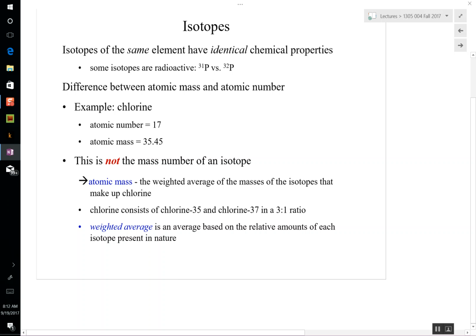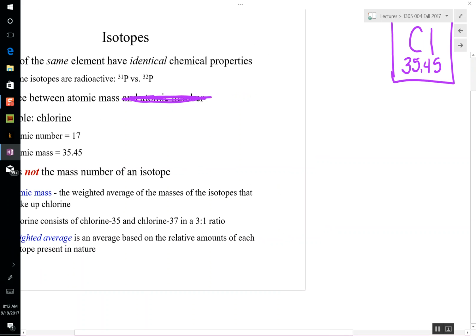Difference between atomic mass and atomic number. This is a little confusing. They differ in atomic mass. They don't differ in atomic number. So I think that was stated a little bit ambiguously there, or could lead to some misunderstanding. So let's take a look at it.